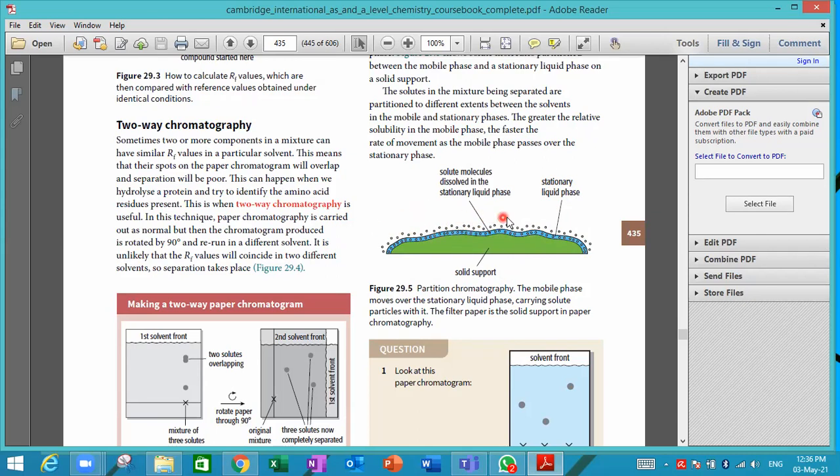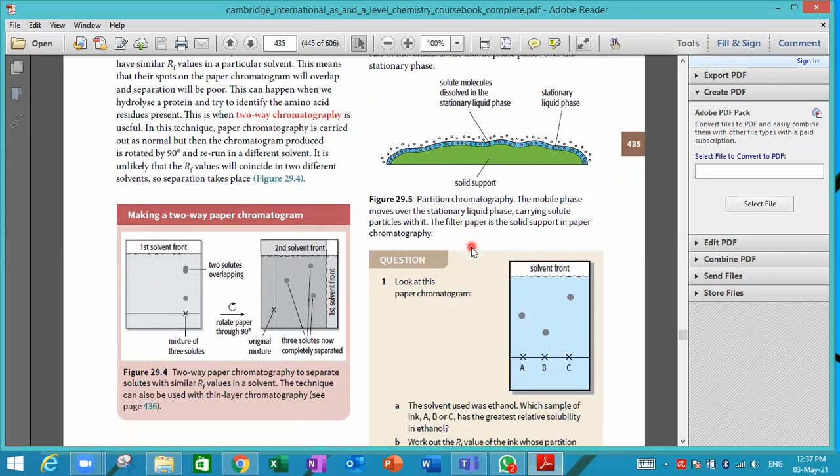And we have the mobile phase, which is a solvent, an organic liquid. And so the solute will partition itself between the water in the stationary phase and the organic solvent that is moving as the mobile phase. And this is the mode of separation. It depends upon the solubility of the solute in the water and in the organic solvent.